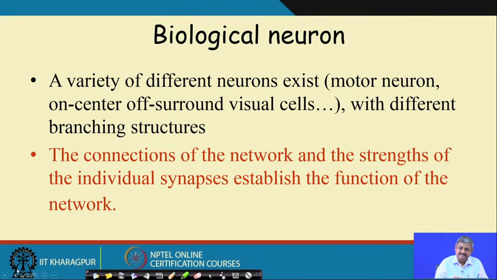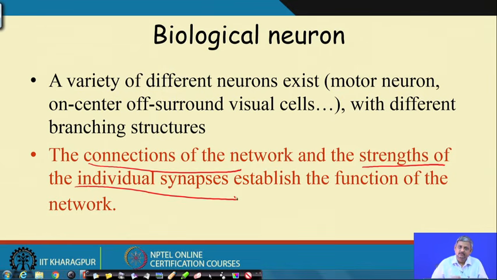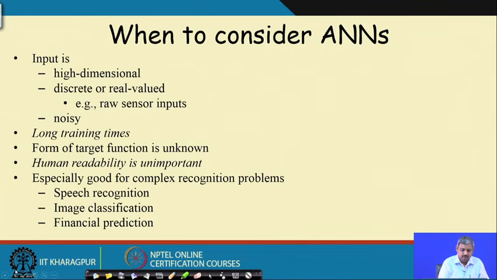So, this is the nature of the connection and the strength of the individual synapse, which I call weight, which decides finally what action it will take. So, this model is found to be a good thing to mimic. It can do well in a lot of tasks where you have a lot of high dimensional input.